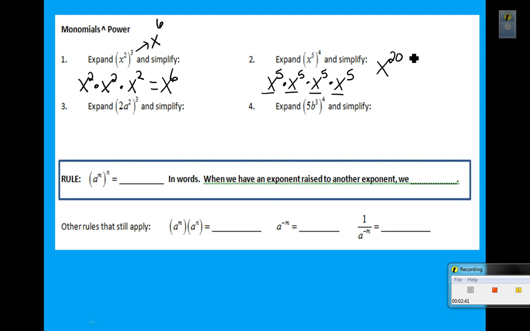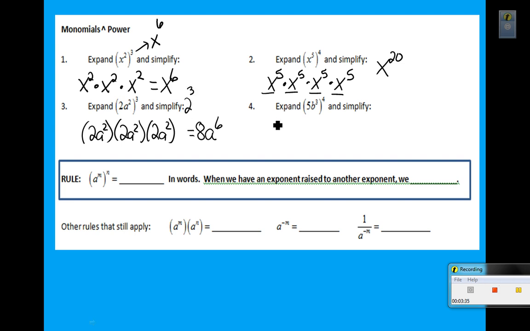But let me show you what happens if there's a number with it. So I'm going to pick on 2a squared to the 3rd. Well, that's going to be 2a squared times 2a squared times 2a squared. Well, in terms of the number, the coefficient, 2 times 2 times 2 is 8. A to the 2, 4, 6. So there's my answer, 8a to the 6th. What I wanted you to point out there is your mind starts playing tricks on you. You see 2 times 3 is 6, so you want to go 2 times 3 and put a 6 right there. But what you have to do is 2 to the 3rd power.